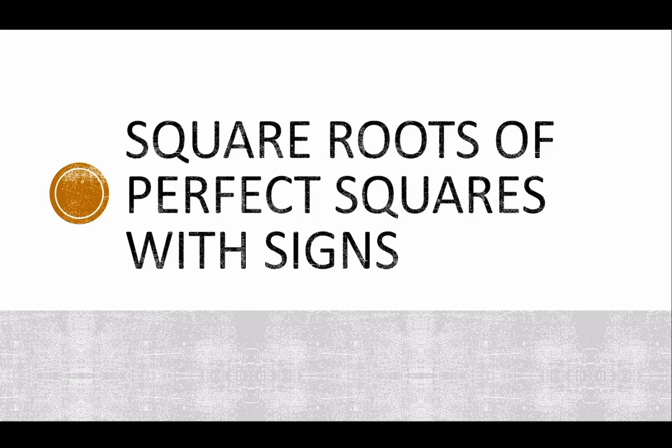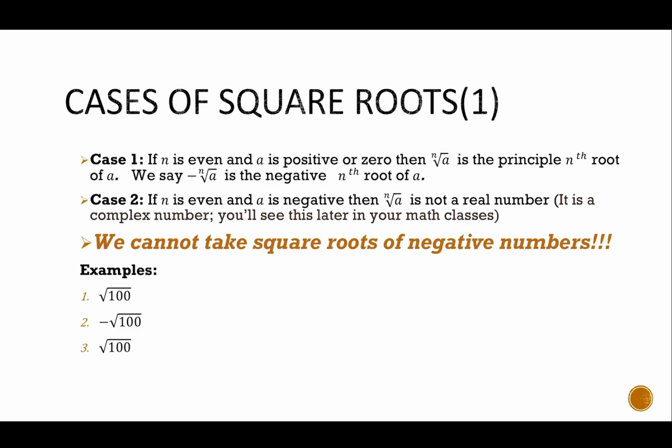This video covers square roots of perfect squares with signs. So we say if n is even and a is positive or 0, then the nth root of a is the principal nth root of a. And we say that the negative nth root of a is the negative of the nth root of a, right? So if I wanted the square root of 4, that would give me 2, right?